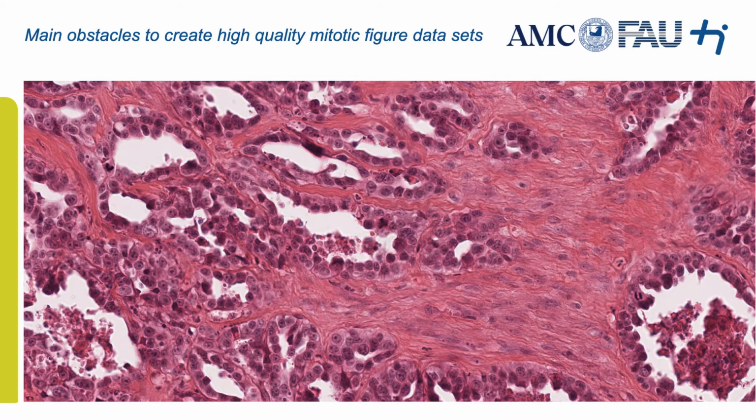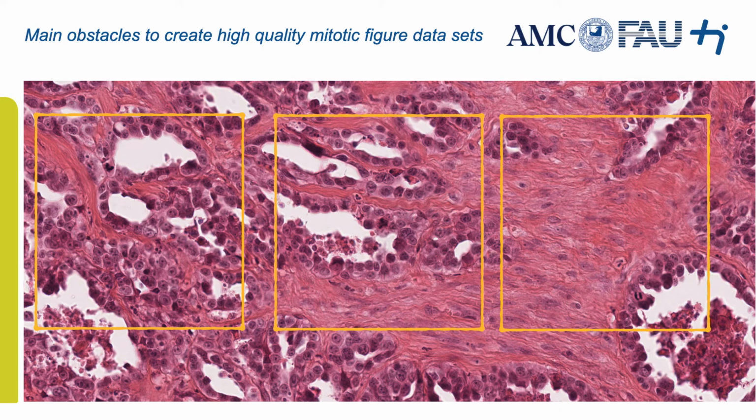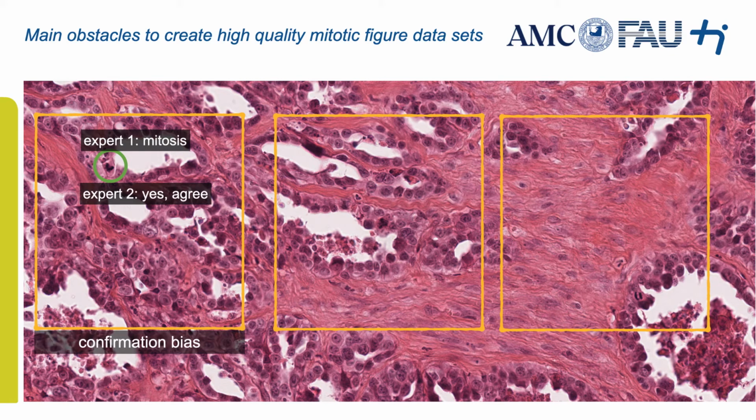In this image, I want to show you what the main obstacles are towards creating a high quality mitotic figure dataset. First off, let us assume that a first expert is looking at the slide and annotating objects that he perceives are mitotic figures. If we then ask a secondary expert, well, do you agree with that annotation? Then we get a confirmation bias, which is what we don't want to have.